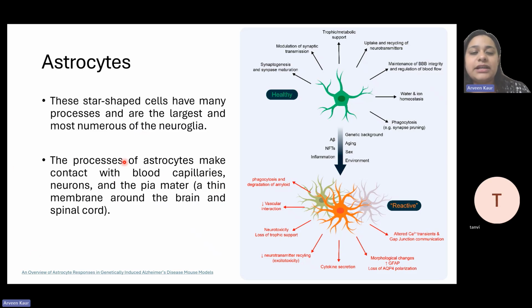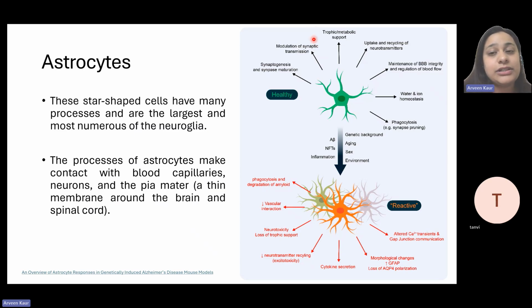The processes of astrocytes make contacts with the blood capillaries, neurons, and the pia mater, a thin membrane which is found in the brain and the spinal cord. Now, what are the different functions of this astrocyte, right? Some of them have been listed over here. If asked in a healthy condition, what does the astrocyte do? It is involved in synaptogenesis and synapse maturation. It is also involved in modulation of synaptic transmission. It is involved in trophic or metabolic support, right?